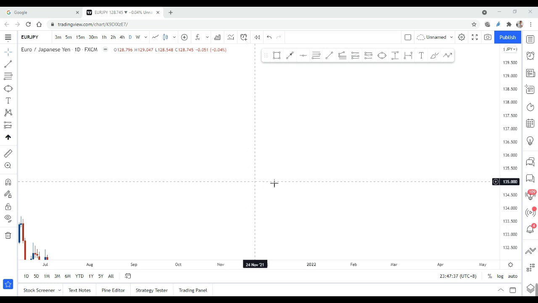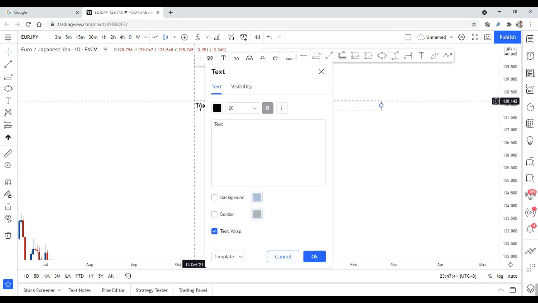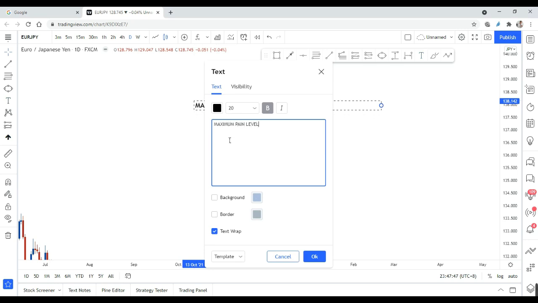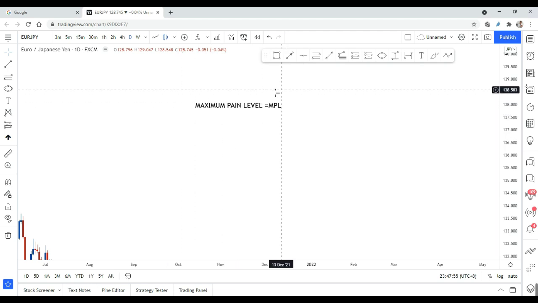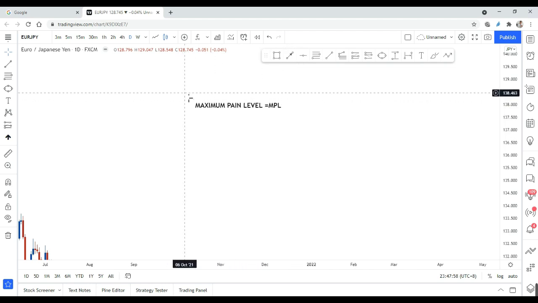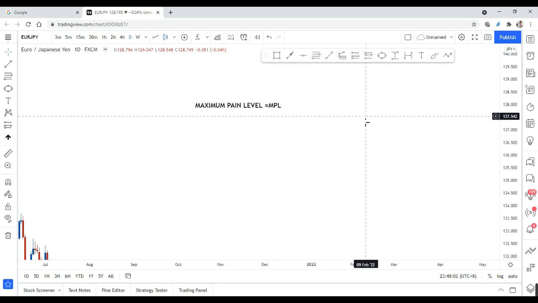So first of all, a lot of us do not know what a maximum pain level is. We call it the maximum pain level, which I usually call MPL for short. It's actually a manipulation. You have to understand this in order to follow what I'm going to share with you, which is very, very interesting.